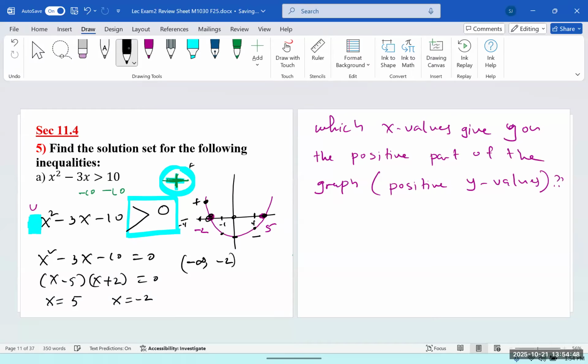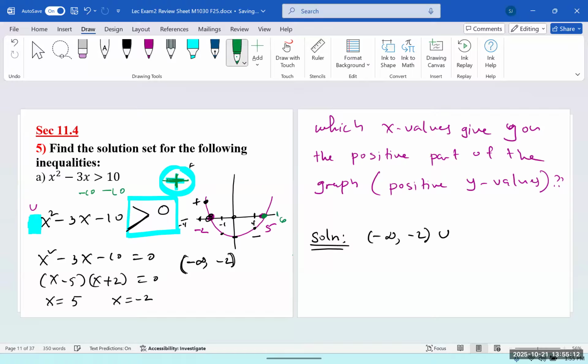And then since our inequality doesn't have the equal sign, they both get parentheses. So this is one part of the solution: -infinity to -2. And when you observe the second part, we know 4 doesn't give us positive, but 5 is on the x-axis.